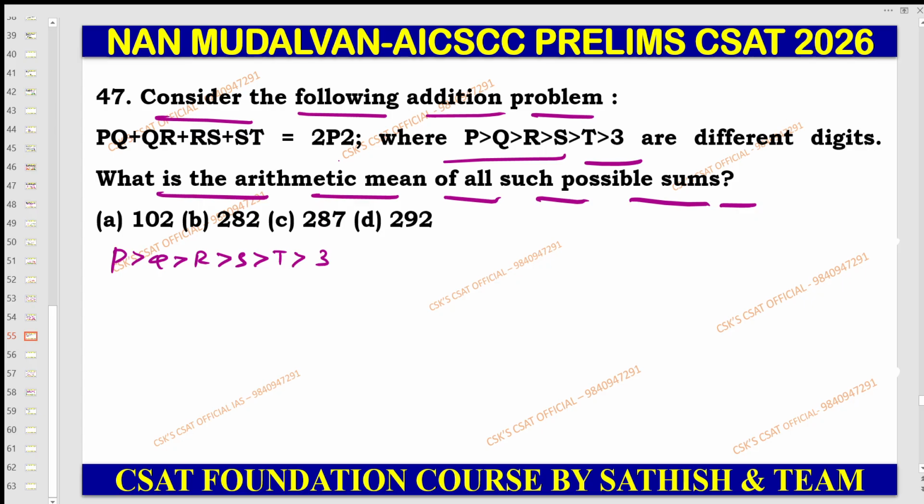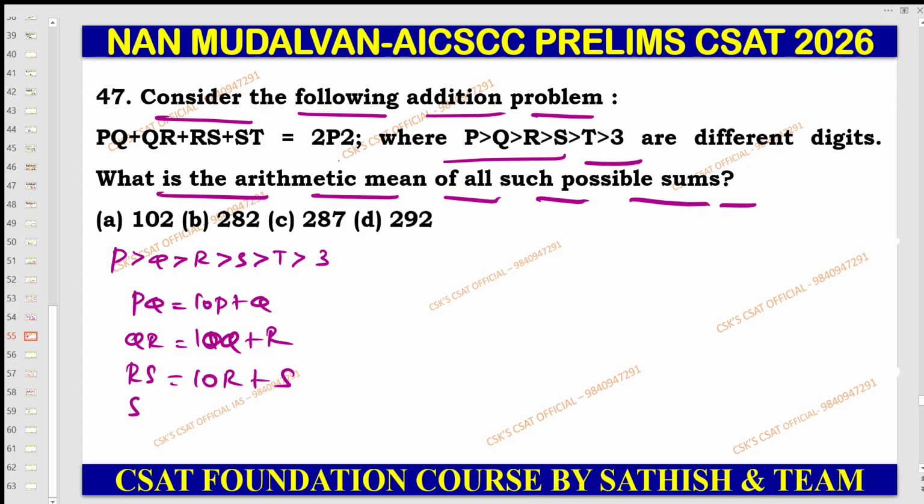Now, if you know the place value concept, then it is easy. PQ, can I write it as 10P plus Q? QR, can I write it as 10Q plus R? RS, can I write 10R plus S? ST, can I write 10S plus T? So you are adding these up. When you are adding, please focus here. 10P here. Rest of the things, Q plus 10Q is 11Q, R plus 10R is 11R, S plus 10S is 11S.